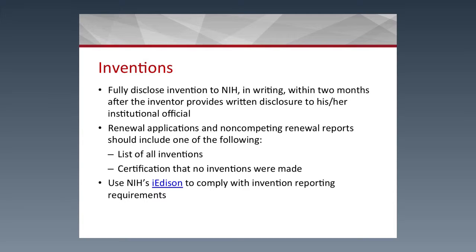All grantees must fully disclose to the NIH in writing within 2 months after the inventor provides written disclosure to his or her institutional official. Renewal applications and non-compete and renewal reports should always include a list of all inventions or a certification that no inventions were made. The NIH uses the iEdison reporting system to ensure that all grantees comply with invention reporting requirements.